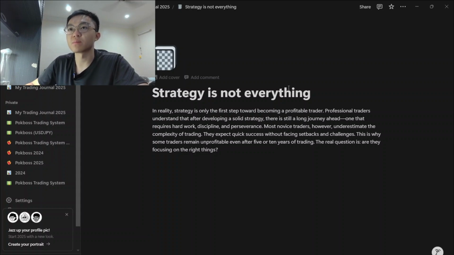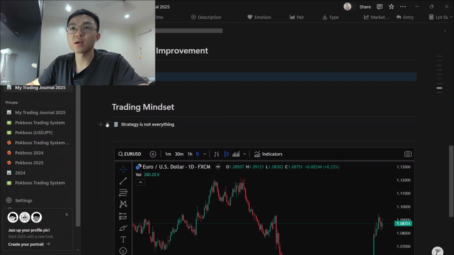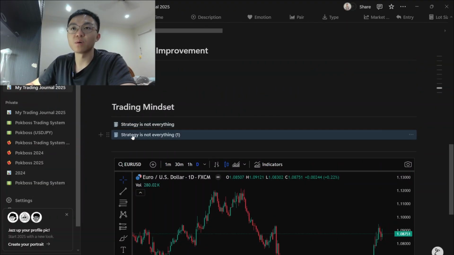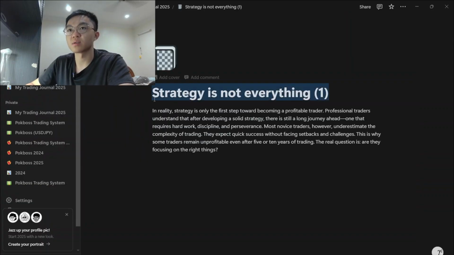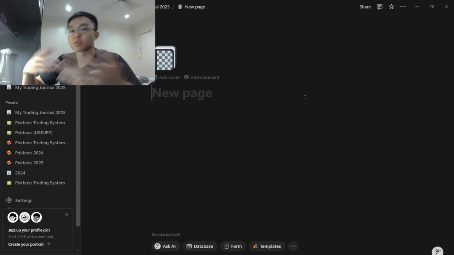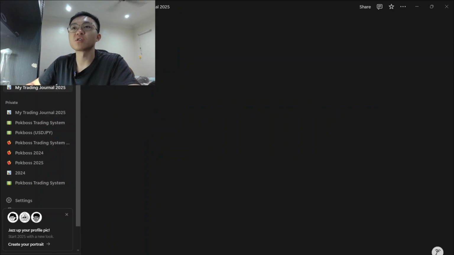So this is just an example that I gave to you all. Strategy is not everything. In reality, strategy is only the first step toward becoming a profitable trader. Blah. So let's say if you want to add the same thing over here, you go duplicate, and what you can do is open up and remove, boom, boom, and just do your own one. So it's very simple to use.